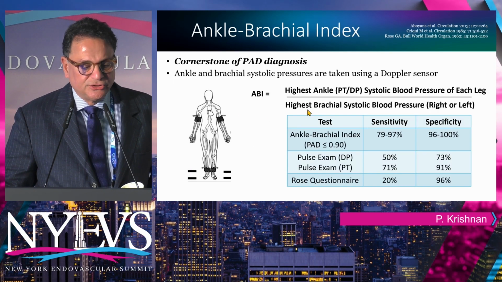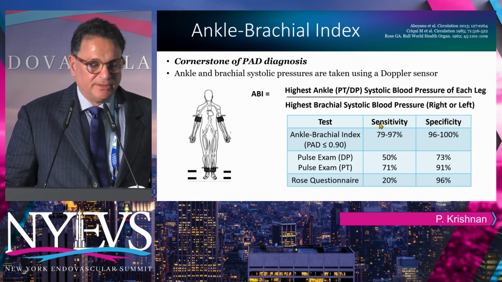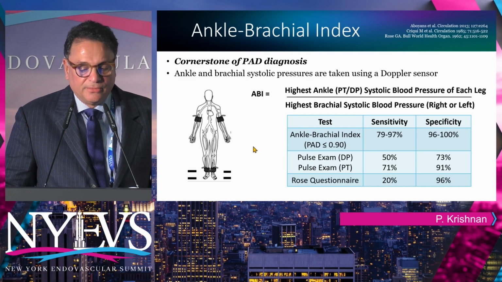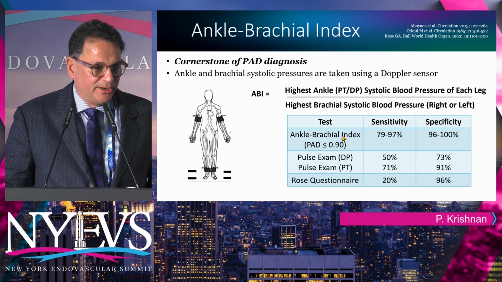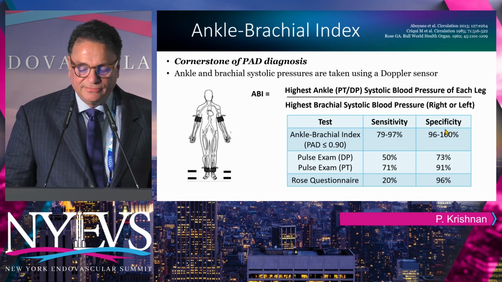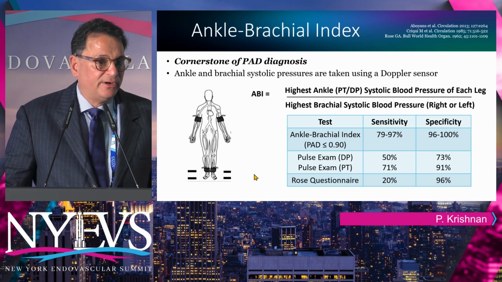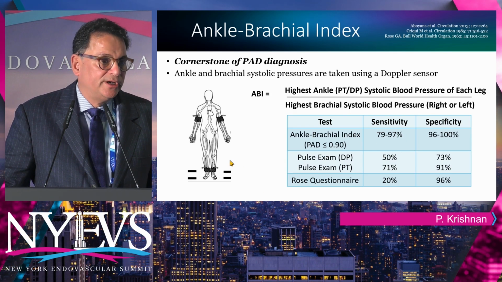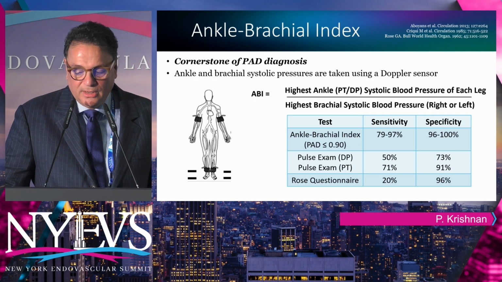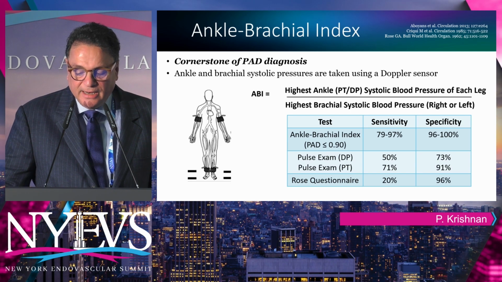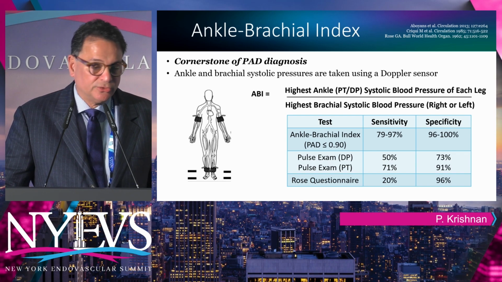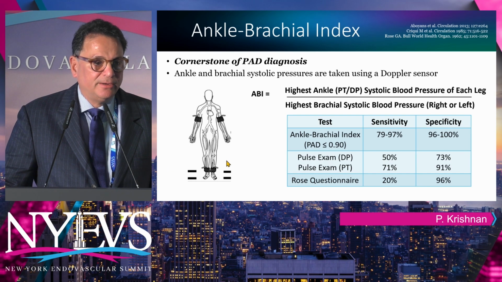So ABIs, again, just to go over, I know you've seen this millions of times. It's nothing but a ratio between the highest ankle systolic pressure of each leg and the highest brachial systolic pressure, right or left. And again, normal is greater than 0.9. Anything less than 0.9 is considered abnormal. It's very specific to the disease, and it's more specific than pulse exam or the Rose questionnaire. So it's a very, very powerful test.